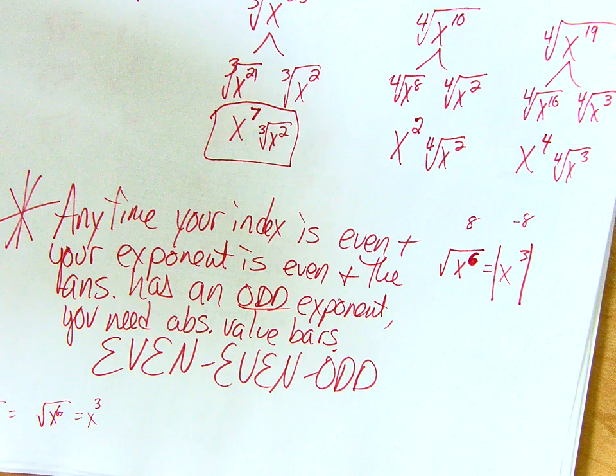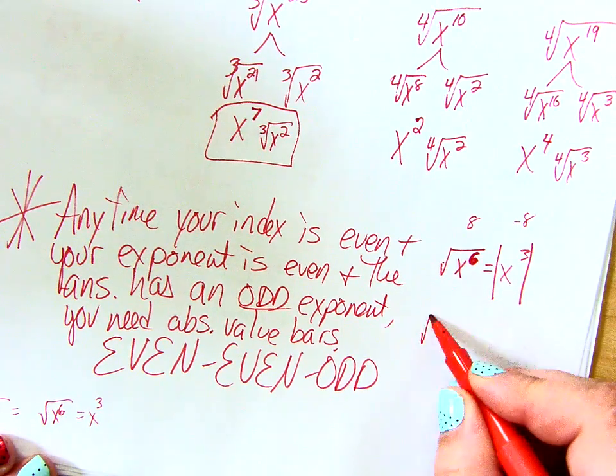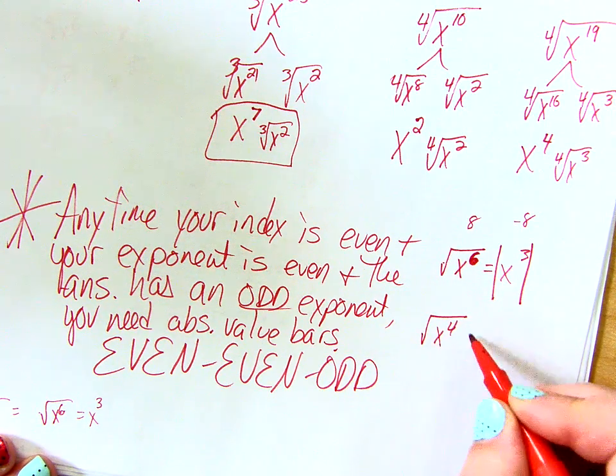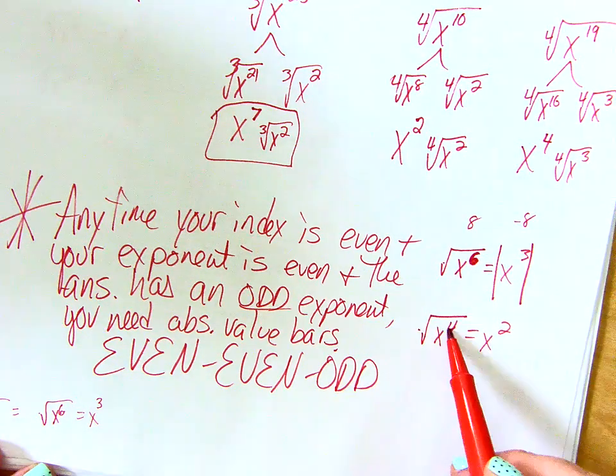So it's only for even, even, odd pieces. Even, even comes out odd. So if I asked you the square root of x to the 4th, it comes out as x squared. You don't need them here because that's even, even, even.